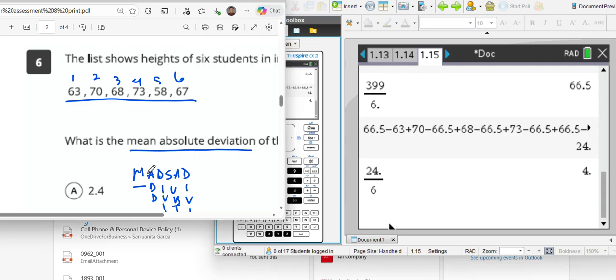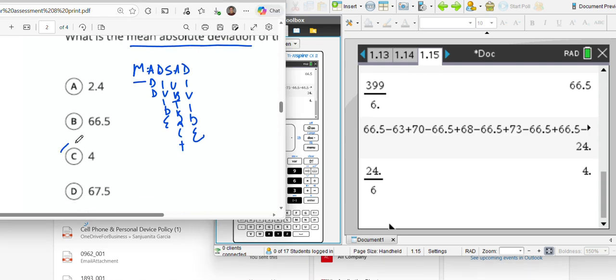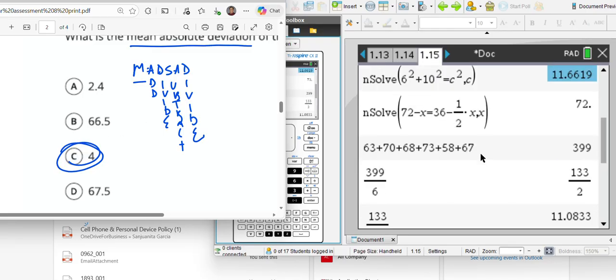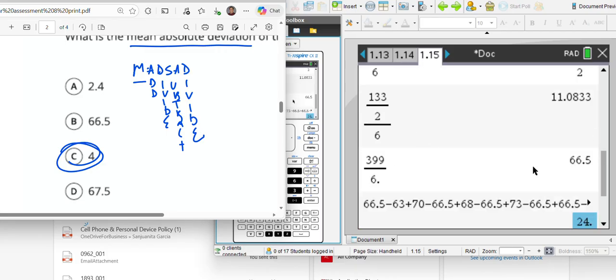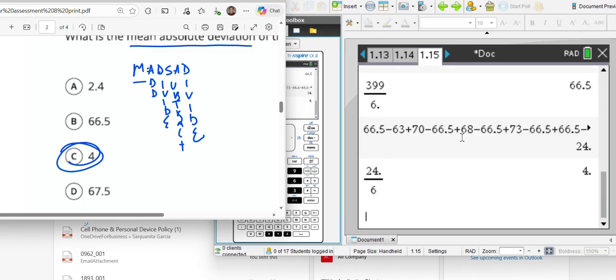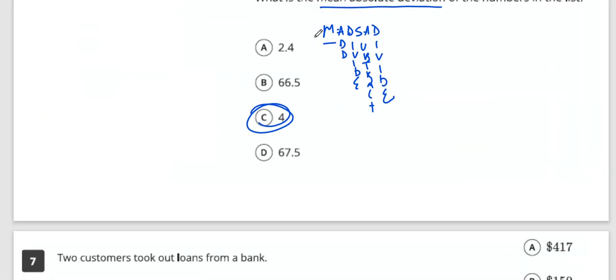So come back over here. I should just look for the answer 4, and there she is. So again, don't forget: you add them all together, divide by the number of numbers, which is 6. So it gave me 66.5. Then I figure out how far each one was from 66.5. I always put the bigger number first, and then I added them all up, and they gave me 24, divided by the number of numbers, and then they gave me 4. It's pretty easy. It's not too bad, guys. Okay, next question.